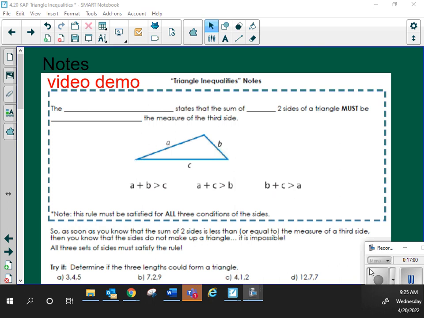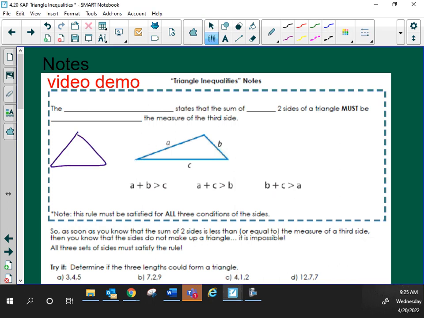Okay, equilateral. So let's take an equilateral. Give me a side length for an equilateral triangle. 4. So again, the theorem says that the sum of two sides needs to be greater than the third. So 4 plus 4 needs to be greater than 4. 4 plus 4 is 8. Is that greater than 4? Yes. Okay. It still follows that rule. Great question, because I get you would be thinking about that.